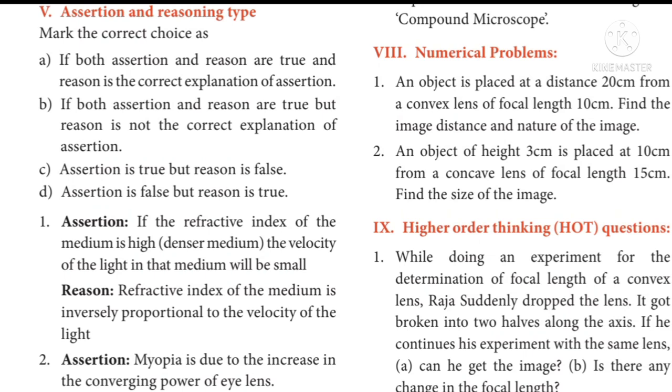First one. Assertion: If the refractive index of the medium is high, the velocity of the light in that medium will be small. Reason: Refractive index of the medium is inversely proportional to the velocity of the light. The answer is option A, if both assertion and reason are true and reason is the correct explanation of the assertion.